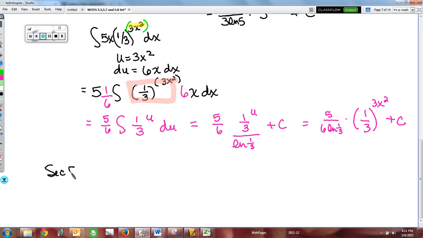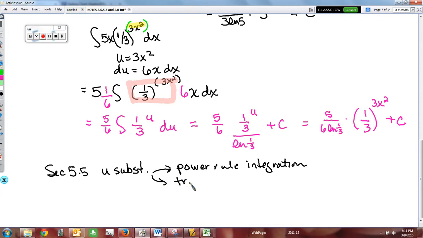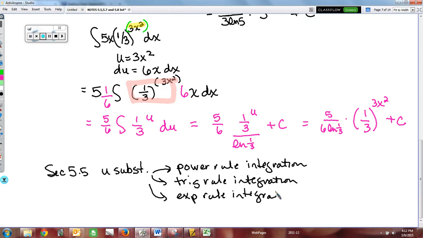And in section 5.5, your u substitutions that you're working with, after I substitute the u in, I will either end up with a power rule integration, a trig rule integration, or an exponential rule integration. So those are essentially what you're looking at in section 5.5, that after I make the substitution, I am going to end up with some nice functions that I know how to integrate.